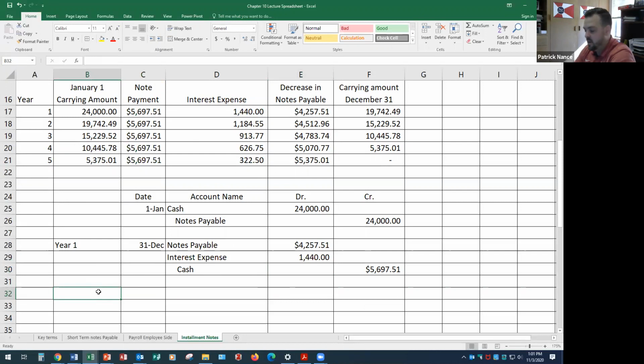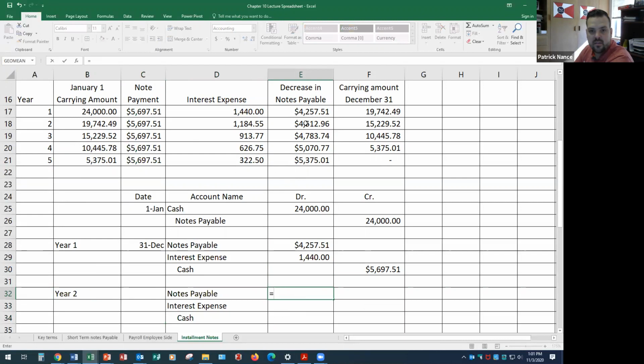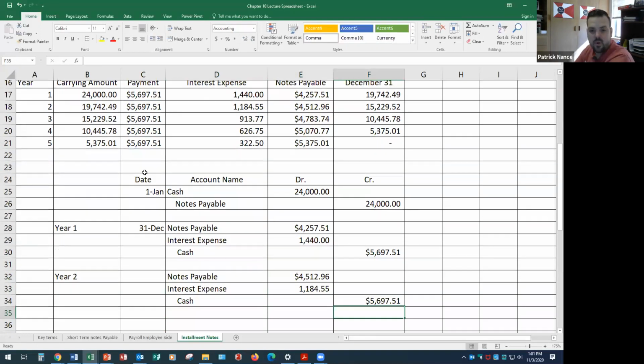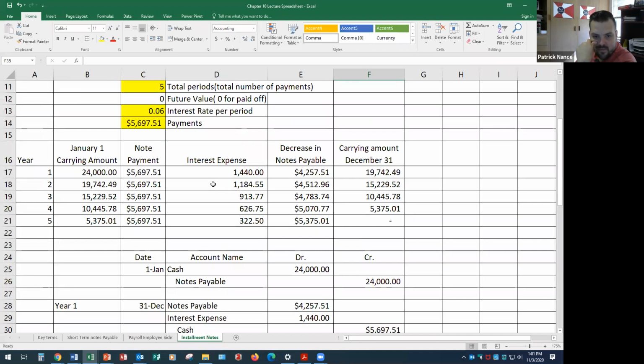Year 2 would look exactly the same, but with different numbers. The same accounts: notes payable, interest expense, and cash. But my notes payable is going to be the decrease in notes payable for year 2, and my interest expense is going to be the interest expense for year 2. My cash amount will always stay the same at 5697.51. Year 3, the same thing. This would be my cash credit, this would be my interest expense debit, this would be my notes payable debit, and so on and so forth.